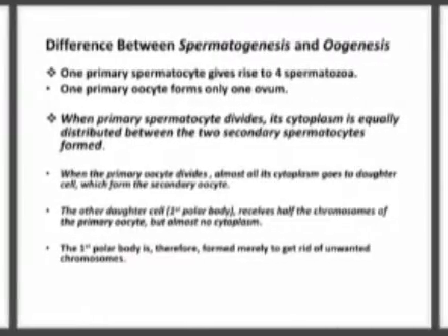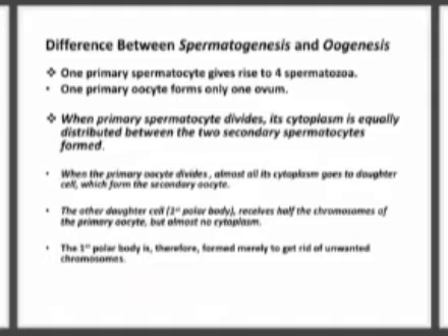See please on this slide. Difference between spermatogenesis and oogenesis. One primary spermatocyte gives rise to 4 spermatozoa. ये याद रखने वाली बात है. One primary oocyte forms only one ovum. लेकिन ये बात गौर से कि एक प्राइमरी स्पर्मेटोसाइट 4 स्पर्मेटोजोआ दे रहा है, जबकि one primary oocyte forms only one ovum.